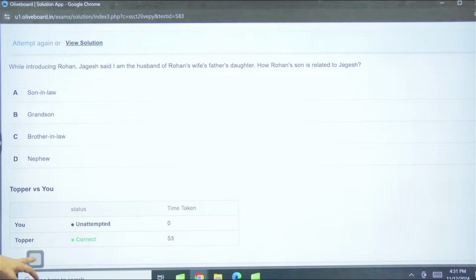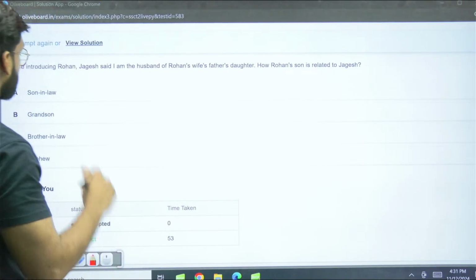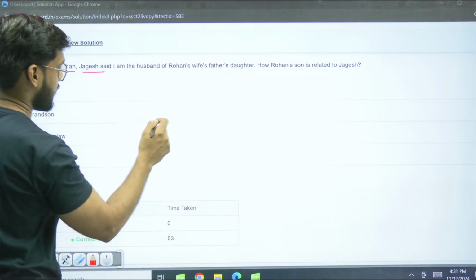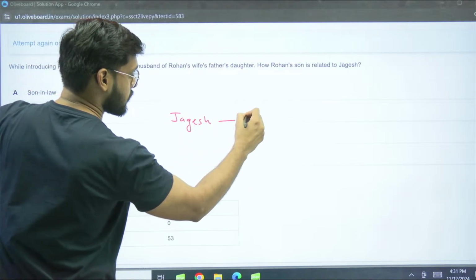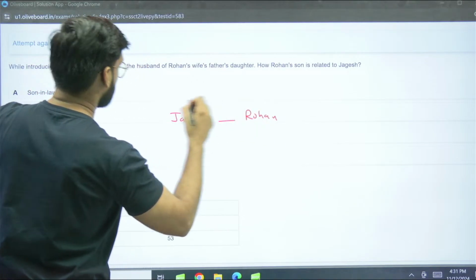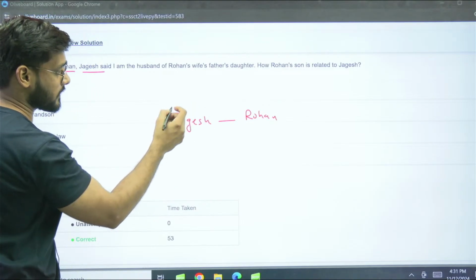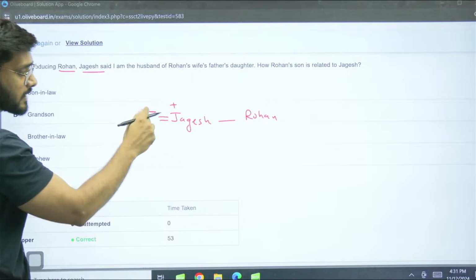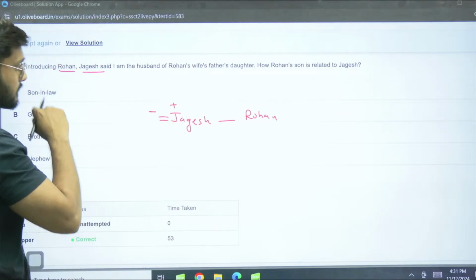Sixth question on our screen. Okay, Ram Krishna, thank you so much for your patience, for understanding it patiently. While introducing Rohan, Jagesh said, there is a person named Jagesh and he is introducing the person Rohan. I am the husband means Jagesh is talking about himself, that Jagesh is the husband. If he is the husband, there will be one wife of this Jagesh, which is denoted by minus, and Jagesh is male, which is denoted by plus.